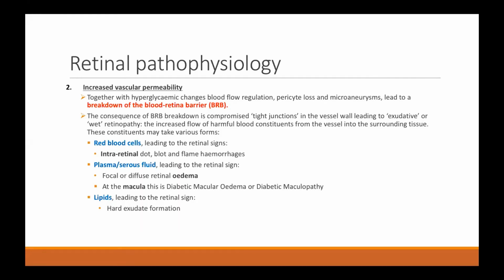This is achieved by what we call tight junctions between the endothelial cells of the blood vessels' outer walls. The breakdown of the blood-retinal barrier compromises the tight junctions. So now you get leaking of the blood content into the surrounding tissue. Red blood cells leak out, and they lead to what we call dot, blot, and flame hemorrhages. Plasma fluid leaks out, and that leads to retinal edema. And when lipid leaks out, you get hard exudates forming.